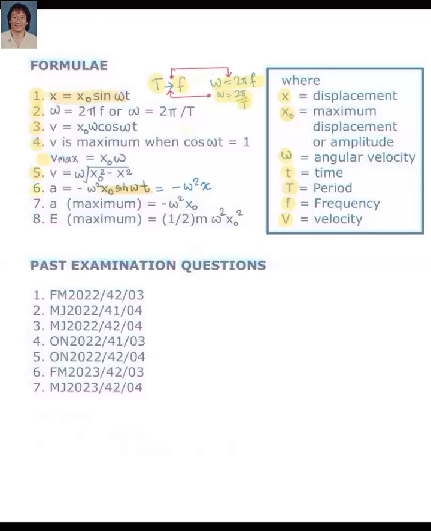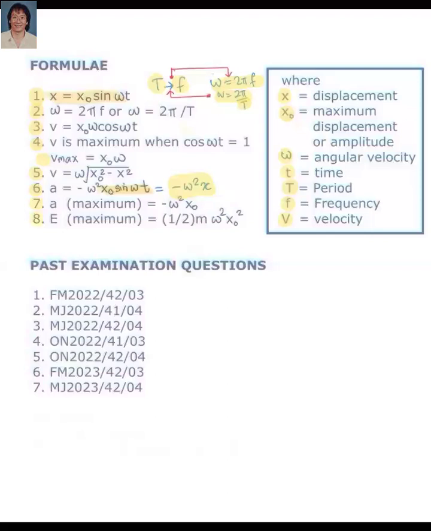Number 6, a equals minus omega squared xo sine omega t. But if you combine number 6 and number 1, you find that your acceleration equals minus omega squared x. This formula here is where you get the definition for simple harmonic motion. You notice that your a is proportional to your displacement. And your minus sign here shows that your a and x are measured in opposite directions. Number 7, a is maximum when sine omega t equals 1. Therefore, your a maximum equals minus omega squared xo.